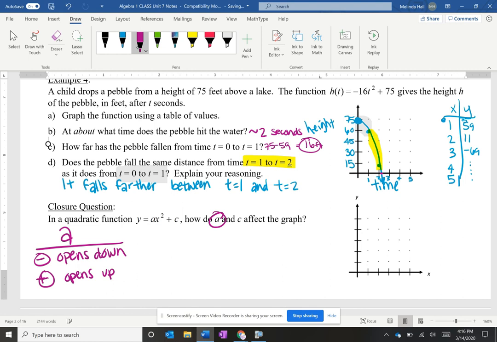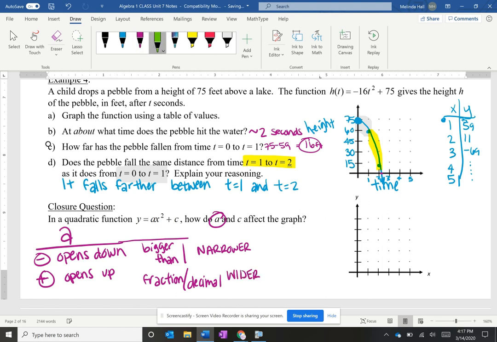Then the part that's kind of backwards about a is that if it is bigger than 1, it is going to be narrower. But if it's a fraction or decimal, so less than 1, it's going to be wider. Okay, and then c is really your y-intercept, and it tells you how far up or down the graph shifts.